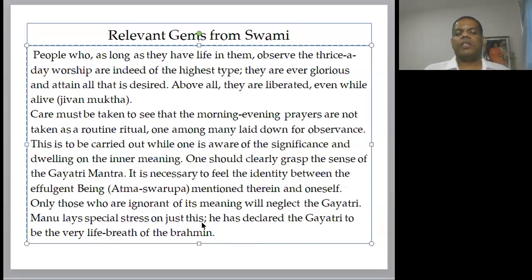Manu lays special stress on just this. He has declared the Gayatri to be the very breath of the Brahmin. So in this Dharmavahini chapter 7, Swami is talking about the significance of Gayatri, and also the significance of Sandhya, the morning, noon and evening worship. I picked this up because Swami says, when we chant the Gayatri, it is necessary to feel the identity between the Atma Swarupa mentioned therein and oneself, that we should feel one. That is a practice which we have to repeat every day, 3 times a day, is what Swami says. I will continue to read the rest of the excerpt.